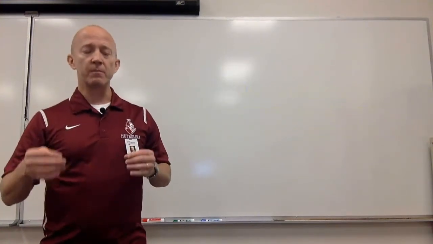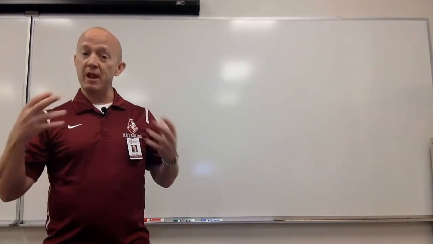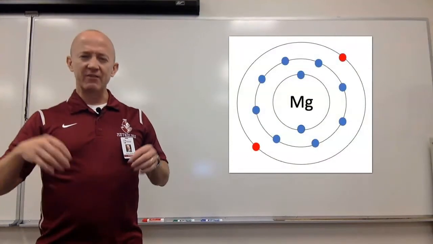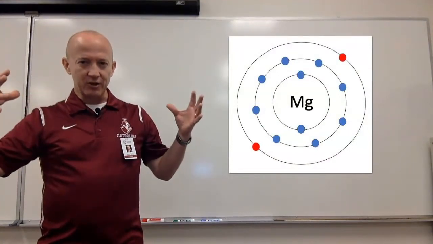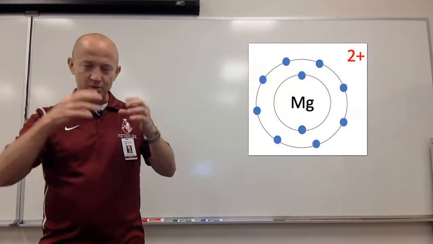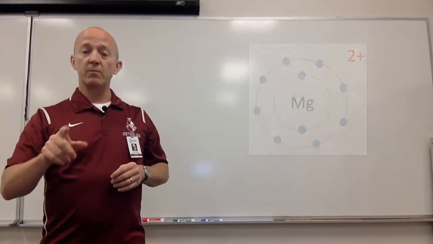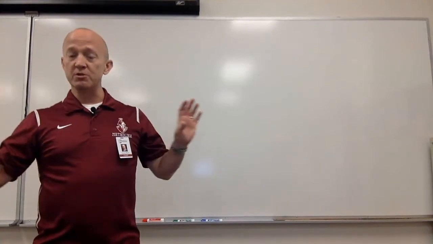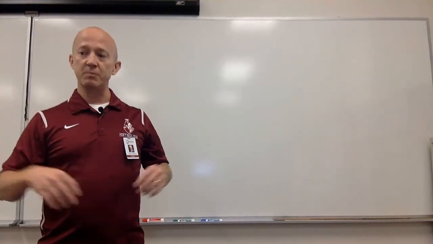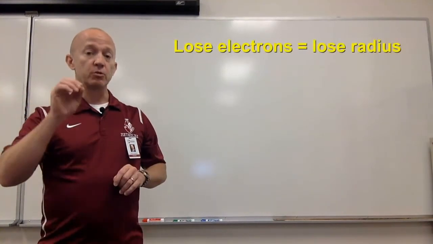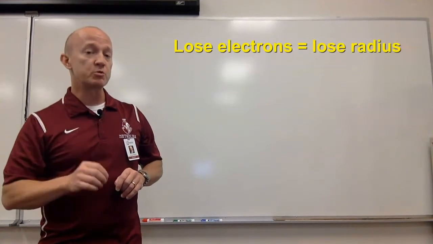Like we said before, metals tend to lose their valence electrons, those outermost electrons. So if they're giving up that outer layer of electrons, they're going to decrease in size, aren't they? They're going to lose some radius. But also, as you lose electrons, you're decreasing the amount of repulsive forces between those electrons, which means they can pack in more tightly toward the nucleus. So losing electrons means you lose radius.